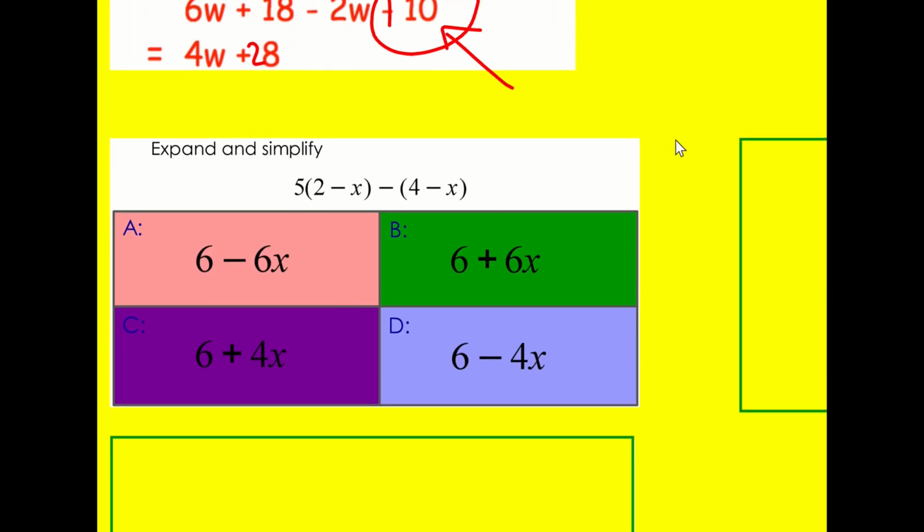Just to finish, let's recap what we've been doing with some diagnostic questions. So what do you think the answer is here? I'm going to get 10 minus 5x. I can't just look at this and figure it out. I have to try and do it. Plus x, yes, I got the minus 4, then it becomes plus x. So it's going to be 6 minus 4x. And we've got d.